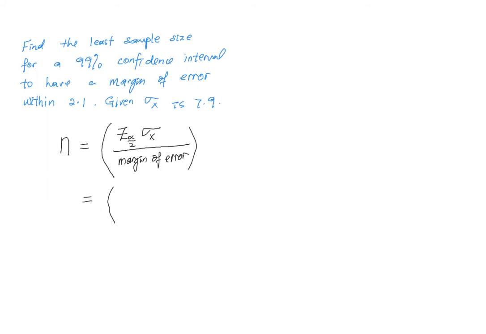1 minus 0.99 divided by 2. Is that the Z alpha over 2? Should I put into my calculator the values? Where should I put it? In inverse normal. Junjae, did you hear that?